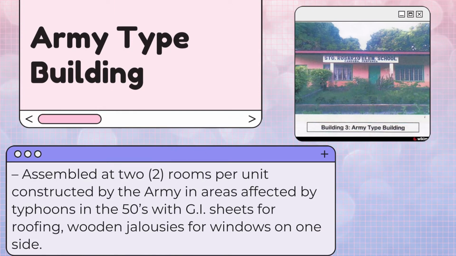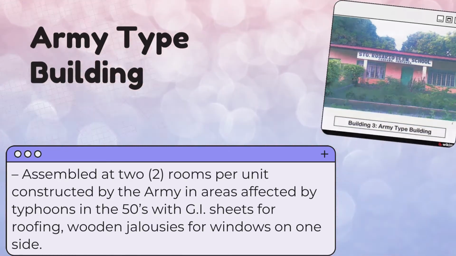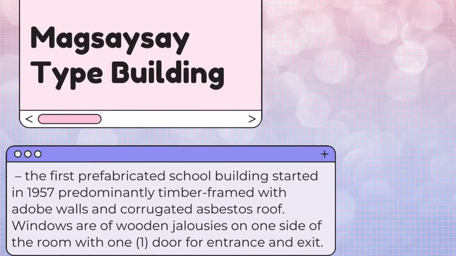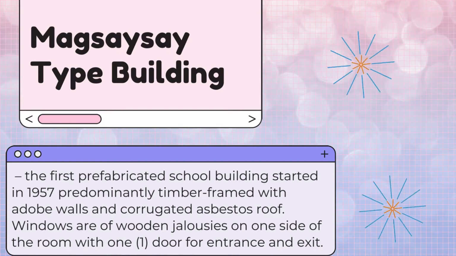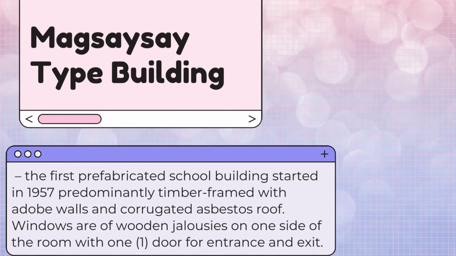Army-type building, assembled at 2 rooms per unit, constructed by the Army in areas affected by typhoons in the 50s with GI sheets for roofing and wooden jalousies for windows on one side. Magsaysay-type building. The first prefabricated school building started in 1957, predominantly timber framed, with adobe walls and corrugated asbestos roof. Windows are of wooden jalousies on one side of the room, with one door for entrance and exit.